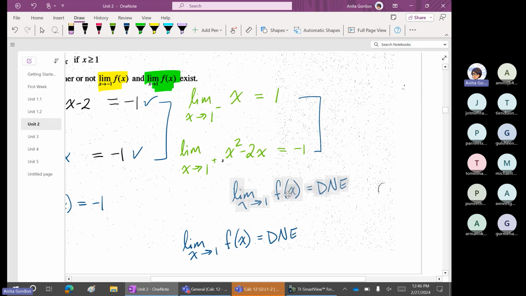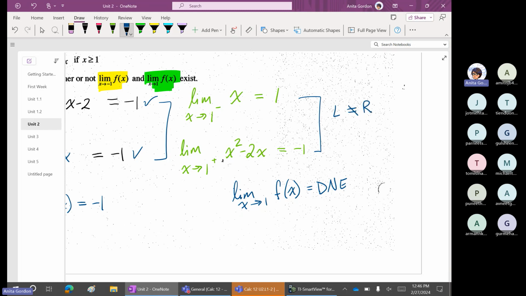Because the left side and the right side exist, yes? However, the left side does not equal the right side, therefore the general limit does not exist for that point. Sorry for the confusion. Any other clarifying questions? Yes.